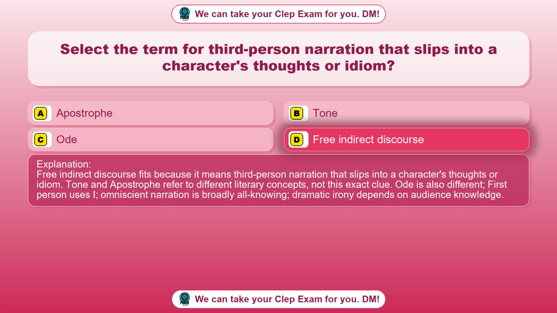Free indirect discourse fits because it means third-person narration that slips into a character's thoughts or idiom. Tone and apostrophe refer to different literary concepts, not this exact clue. Ode is also different. First person uses I. Omniscient narration is broadly all-knowing. Dramatic irony depends on audience knowledge.